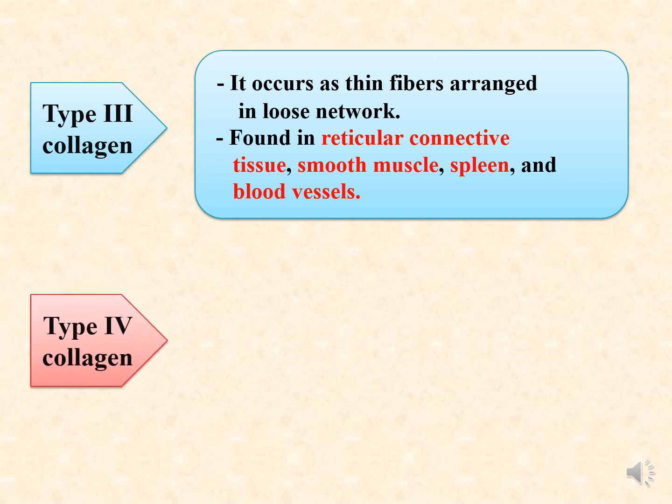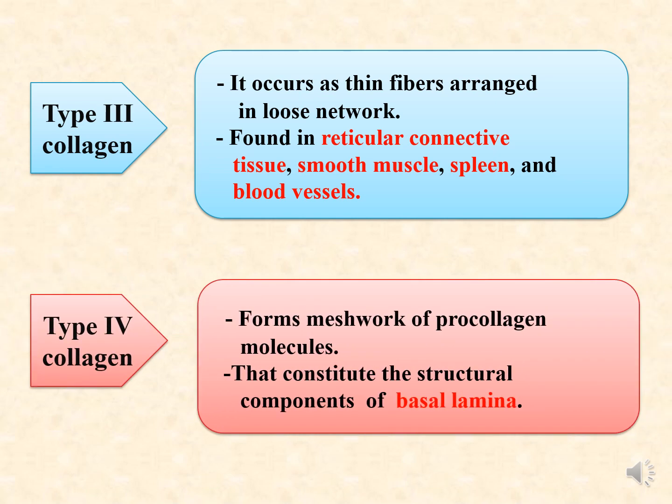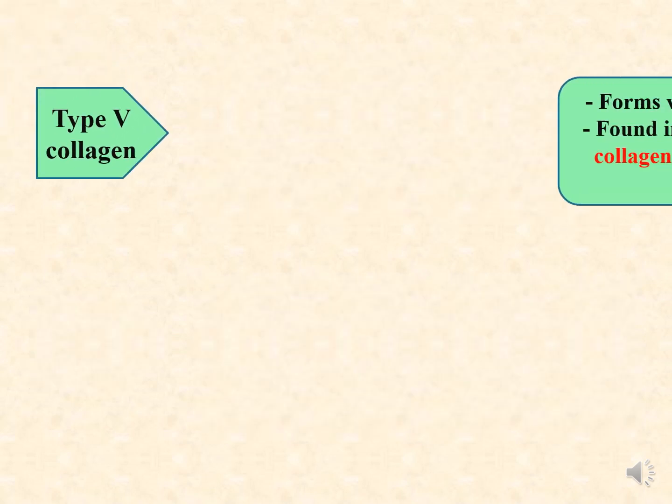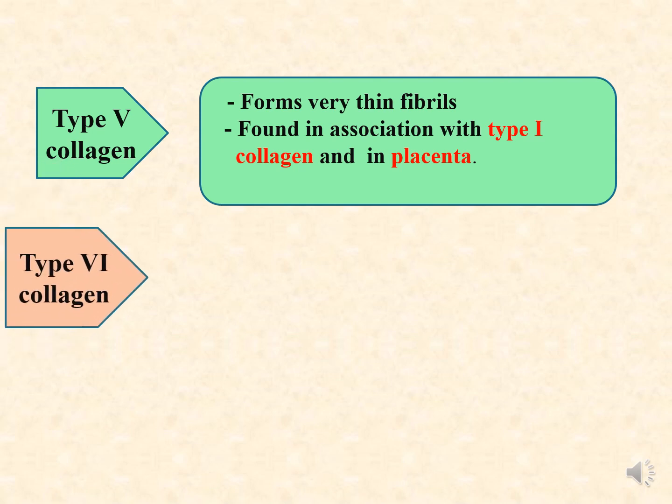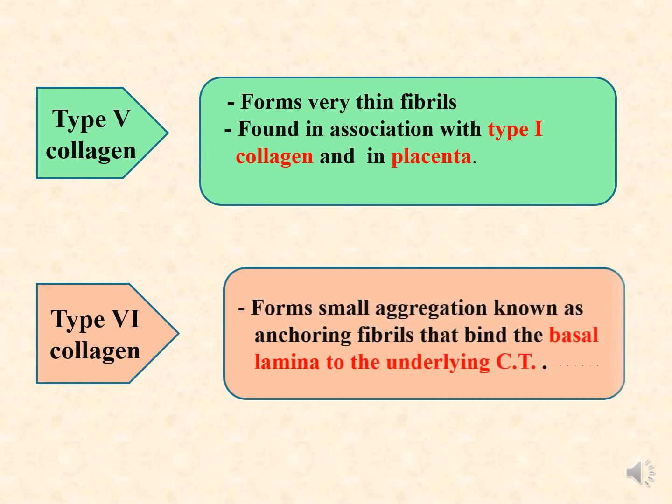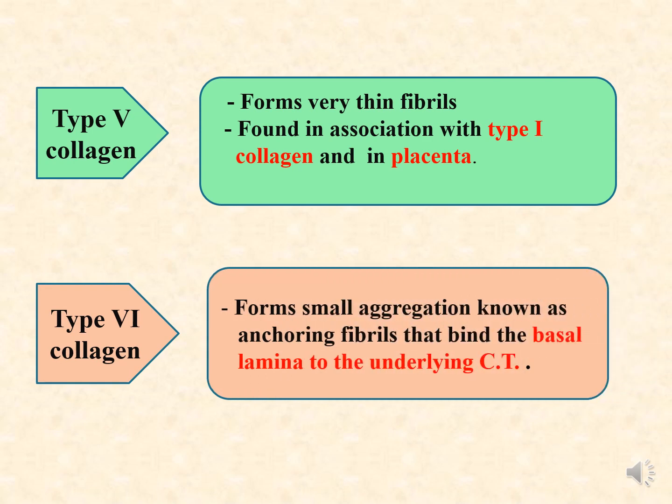Collagen type 4 forms a meshwork of procollagen molecules that constitute the structural components of the basal lamina. Collagen type 5 forms very thin fibrils that are found in association with type 1 collagen and in the placenta. Collagen type 6 forms small aggregations known as anchoring fibrils, shaped like clamps, that bind the basal lamina to the underlying connective tissue.